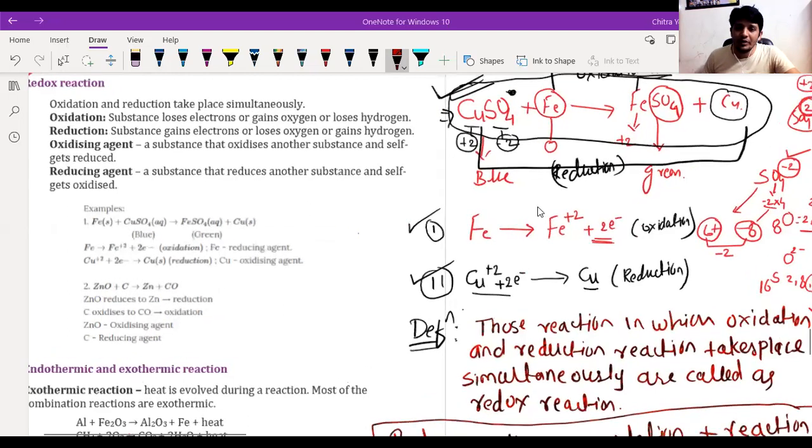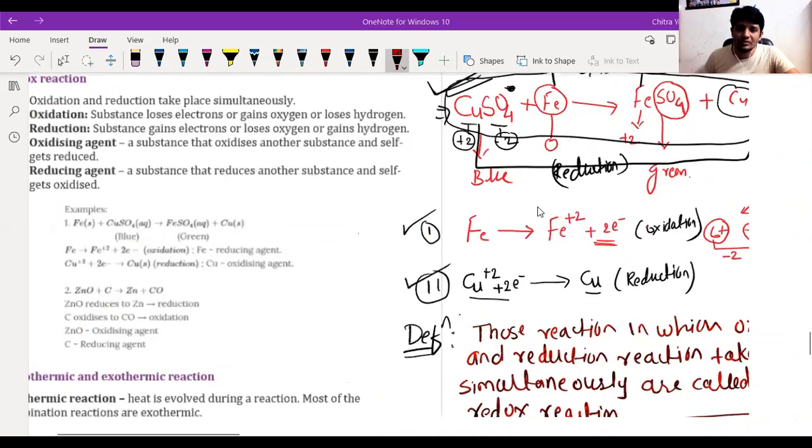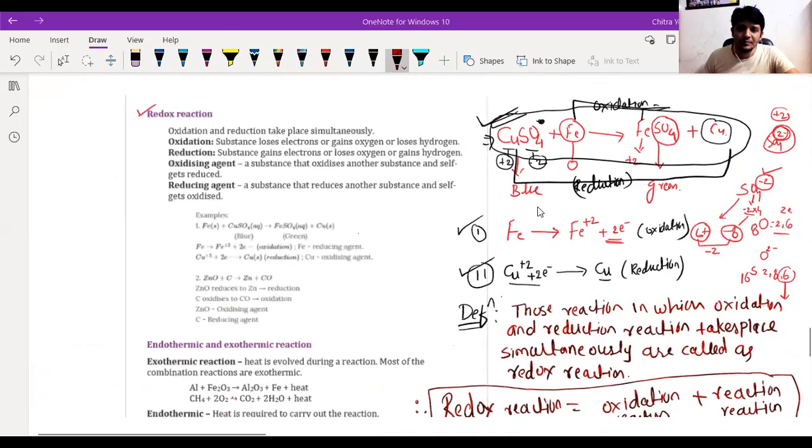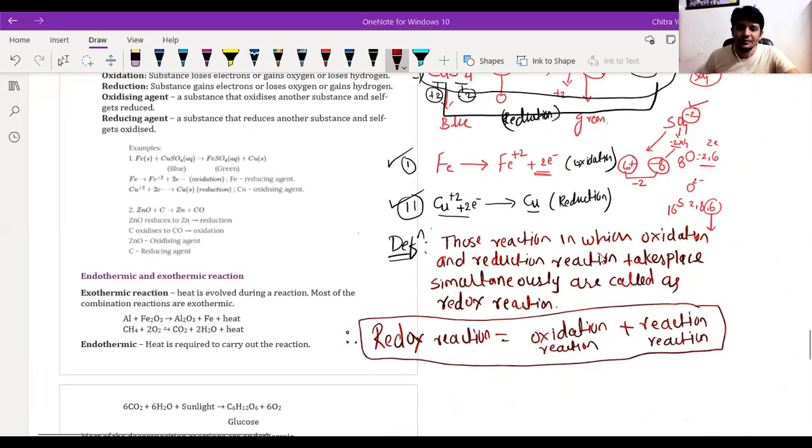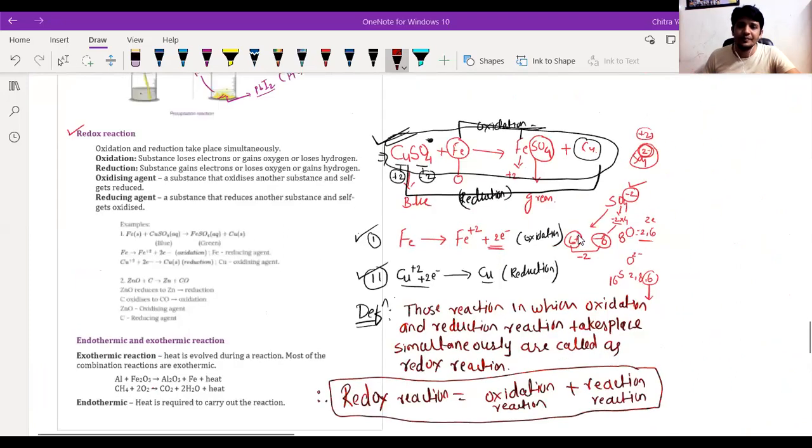If you want to take a screenshot of this, you can take a screenshot. Done? Yes, sir. So in a redox reaction, any doubt you have? Any doubt? No, sir. Okay. So now we will understand with the help of one more example.